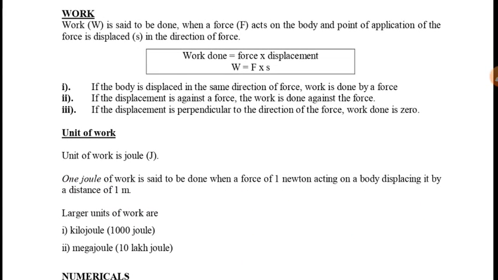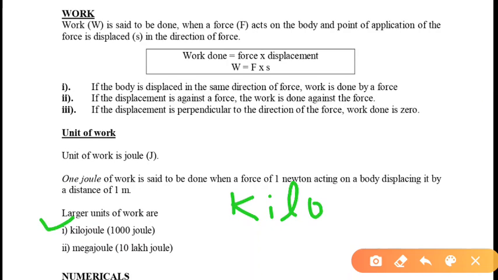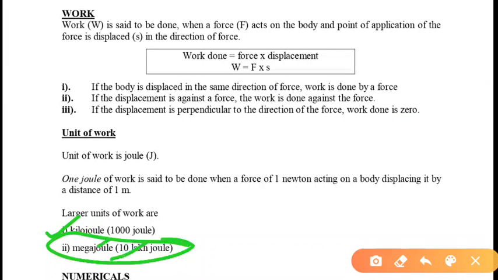Now we have some more units of work. Larger units are kilojoule. We know kilo means 1000. So kilojoule means 1000 joule. If we say kilometer, it means 1000 meter. So remember, kilo means 1000. Another, bigger unit is megajoule. Megajoule is equal to 10 lakh joule. So remember these two units. Actually, this one is more important, this one is not as important.